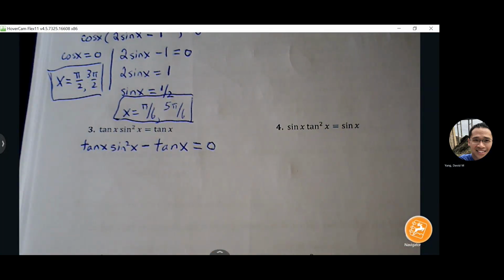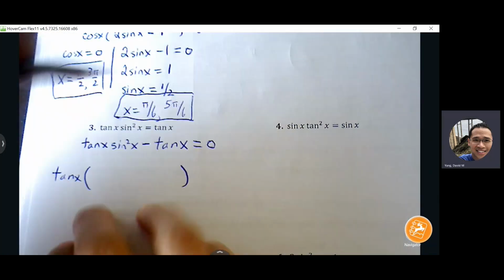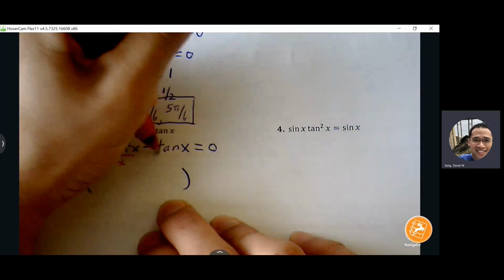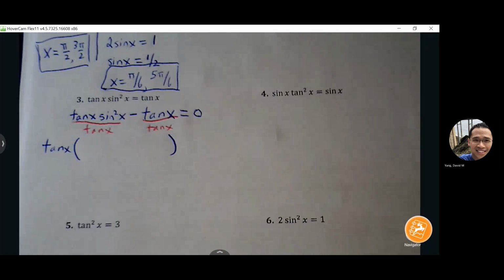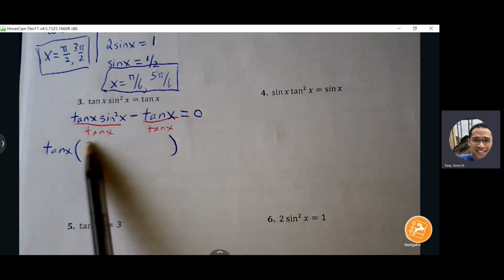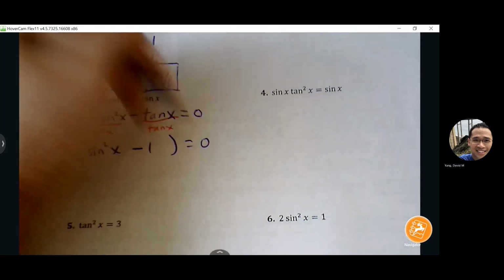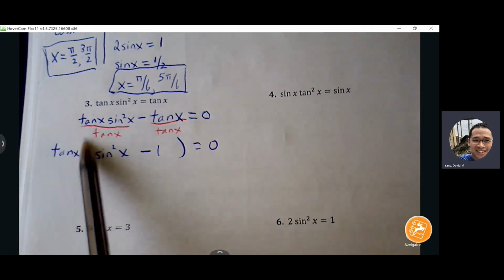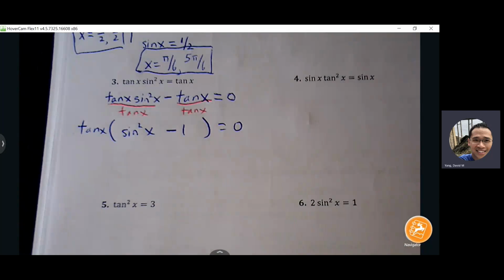So now, what's my factor here? Tangent x. Okay. So just like before, we can take a tangent x out. If I divide the tangent away, because I've already taken care of it in the GCF, let's see what's left over. What do we get here? Sine squared x minus 1. Okay, we have a nice separation between trig functions. So that means I can treat tangent of x separately from sine squared x minus 1. I set both equal to 0 and solve for both solutions separately.